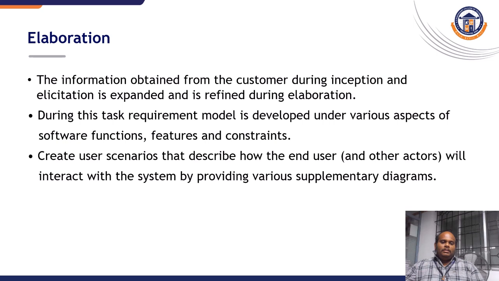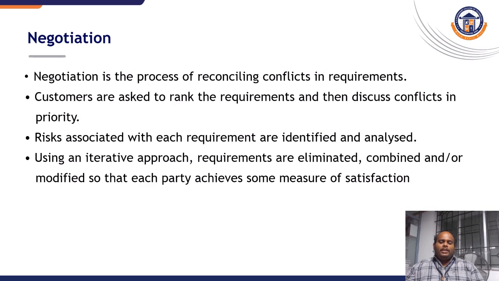Next, elaboration. Elaboration is where the information from the customer during inception is expanded during collaboration. During this task, a requirements model is developed covering various aspects of software functions, features, and constraints. Creating user scenarios describes how the end user and other actors will interact with the system, providing various supplementary diagrams.